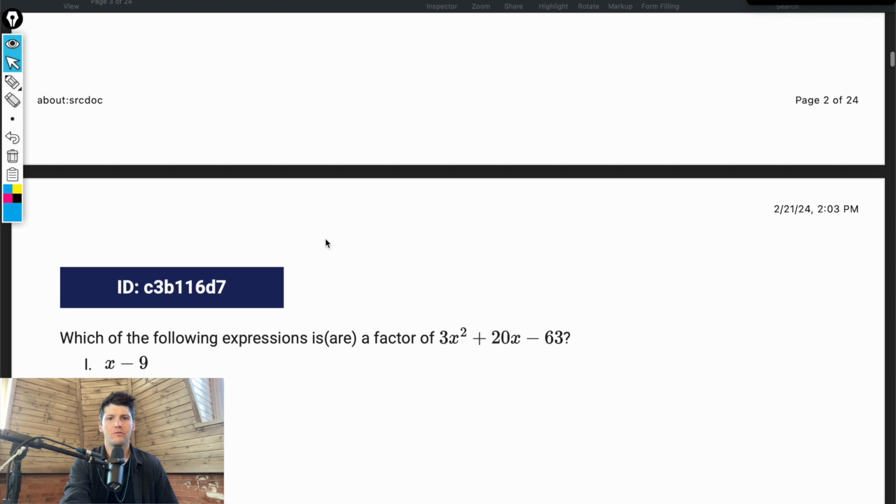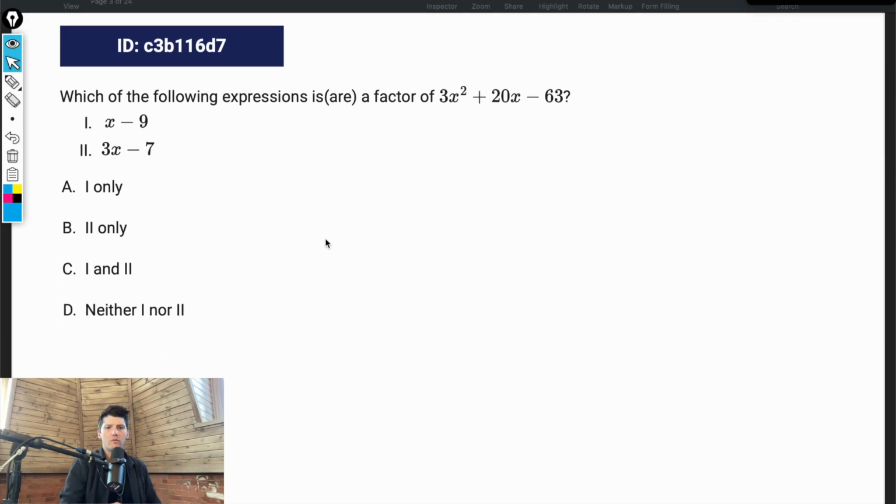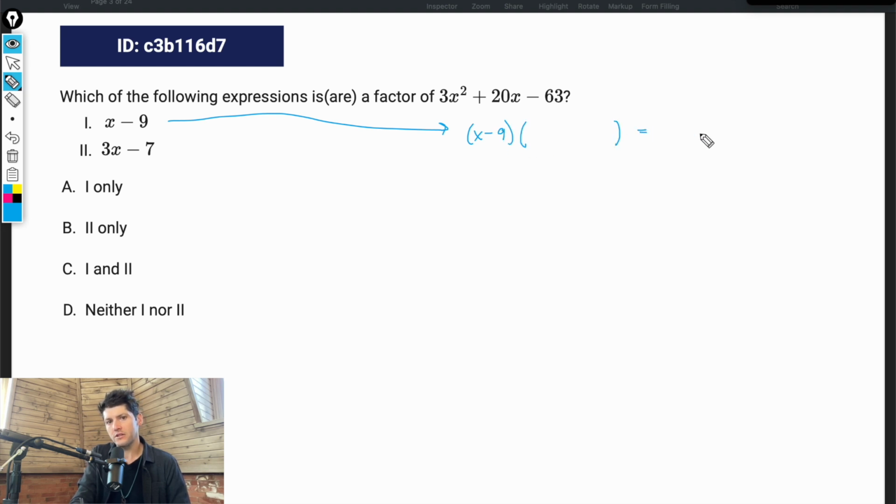Let's move on to another one. So this question asks, which of the following expressions is or are a factor of 3x squared plus 20x minus 63? Now, there are a couple of different routes here, and I'll highlight them both. The way that I would approach this question normally is to use the answer choices and sort of infer something from them. So if we suppose that the first one works, we would have x minus 9 times some other factor equals 3x squared plus 20x minus 63.